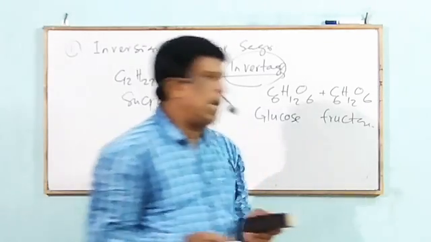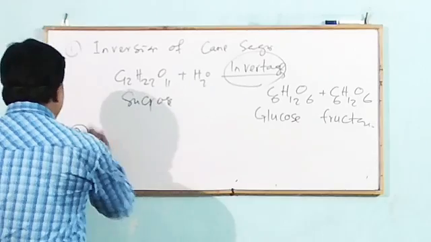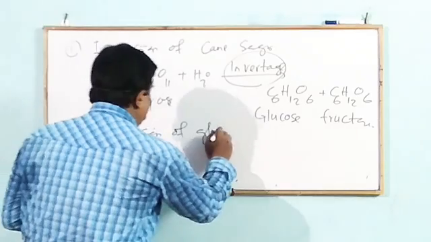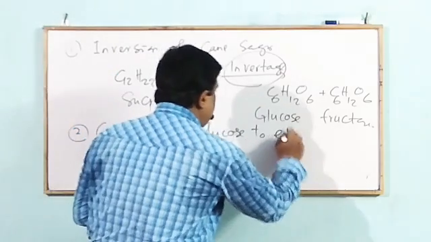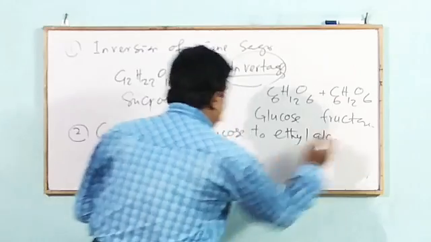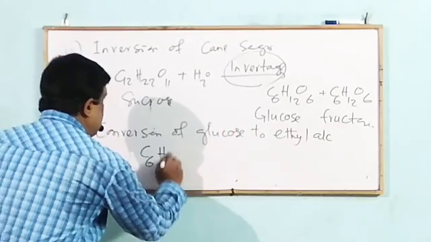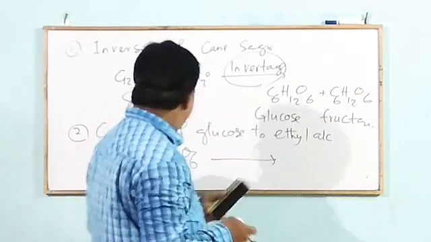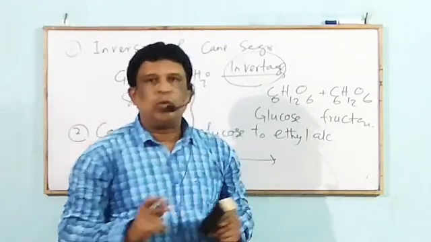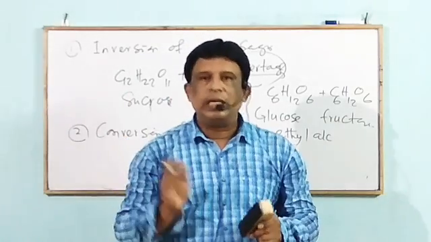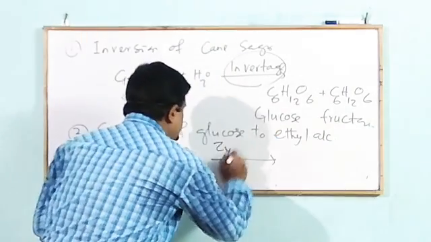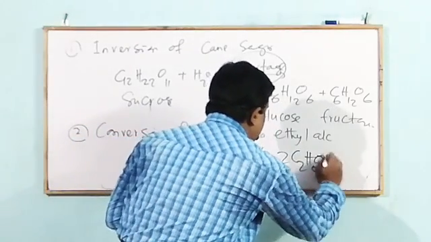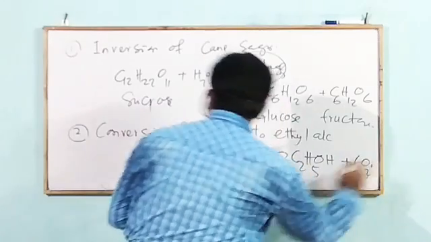Here the enzyme is zymase. The second example is conversion of glucose to ethyl alcohol, that is C6H12O6. Here the enzyme is zymase. Zymase converts it to 2 ethyl alcohol plus carbon dioxide.